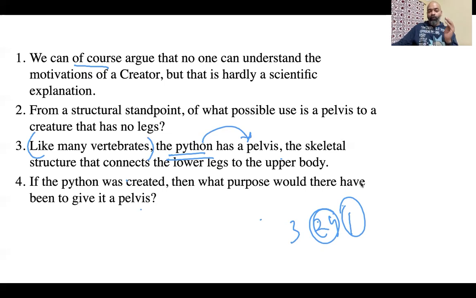Now you have to ask, what is the difference between 2 and 4? Like many vertebrates, the python has a pelvis, the skeletal structure that connects the lower legs to the upper body. Let's say you want to follow this with 4. If the python was created, then what purpose would there have been to give it a pelvis? We can, of course, argue that no one can understand. It absolutely makes sense. 3, 4, 1 is complete within itself. Okay. But similarly, from a structural standpoint, what possible use is a pelvis to a creature that has no legs, because the python's already been introduced, 3, 2, 1 also makes sense, which is why you can't decide whether it's 2 or 4 based on what can follow 3 in this case.